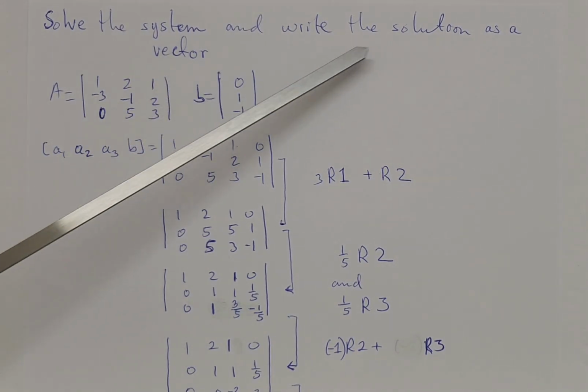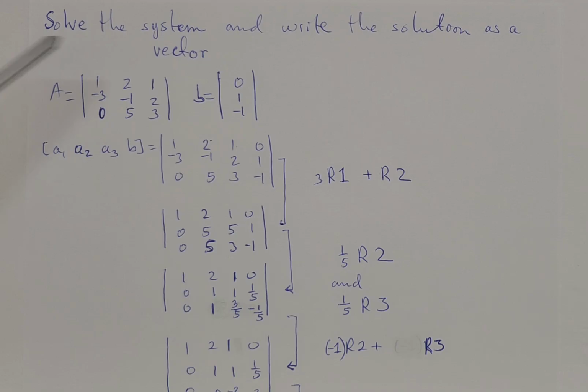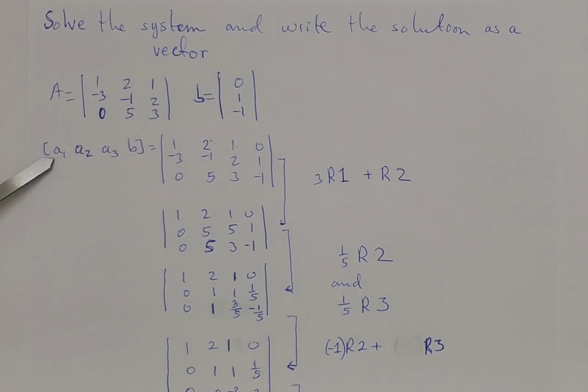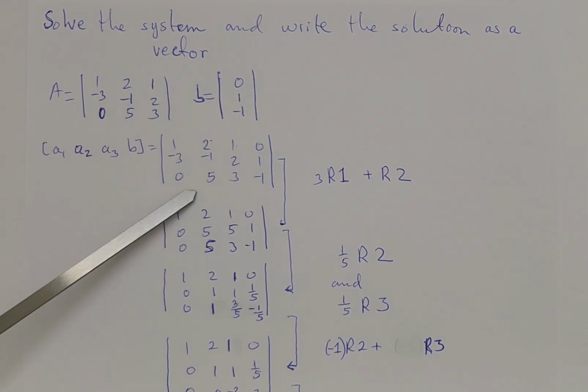Solve the system and write the solution as a vector. This is A and this is B. So A1 is this column, A2 is this column, A3 is this column, okay? And B would be this one. So put these two together as one format.